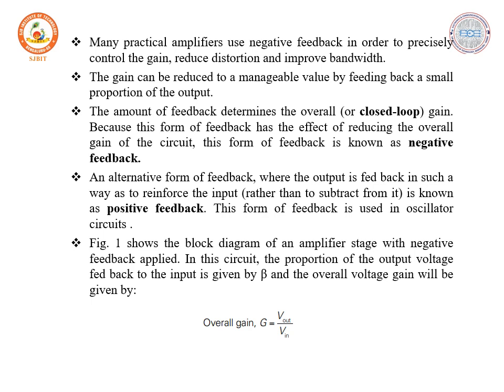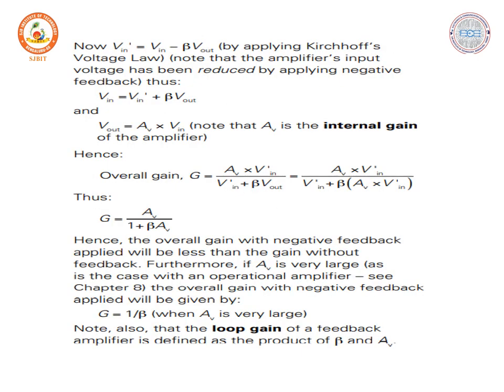As observed in the figure, the overall gain G is V out by V in. V in is the normal input to the system, and V in dash, the amplifier input, is V in minus beta V out, because we are considering negative feedback, so we subtract the feedback from the input. By applying Kirchhoff's laws, we can consider V in is V in dash plus beta V out.